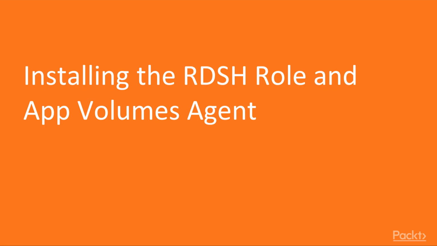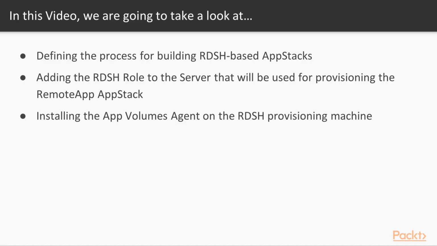So let's move on to the first video of this section and look at how to add the RDSH role to the provisioning server and also to install the App Volumes agent. So in this first video, we're going to describe the process for building the RDSH server that will be used for provisioning AppStacks. From there, we will complete the tasks required to prepare for provisioning the AppStack by first adding the RDSH role and then installing the App Volumes agent.